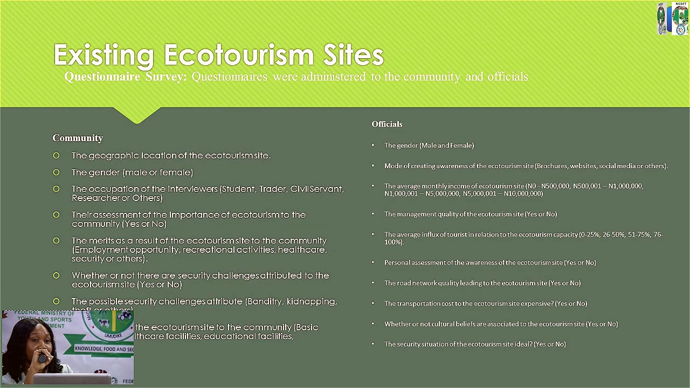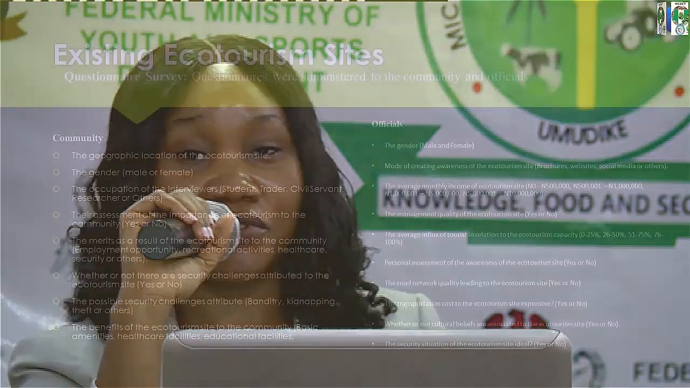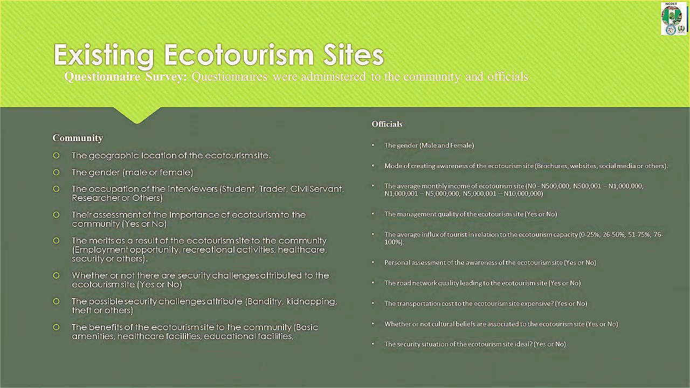Then for the officials, some of the information gathered were the gender, the security situation of the ecotourism site, then the monthly average income of the ecotourism site.